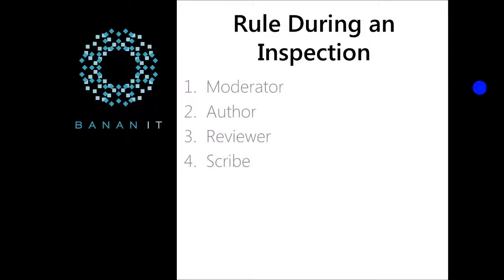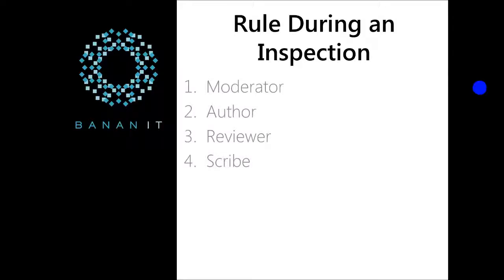The scribe is the person or the job of recording errors that are detected and assignment of action items during the inspection meeting. The person who records all the defects that the reviewers found, and then the person who's supposed to set the action plan in order to fix those defects is the scribe.